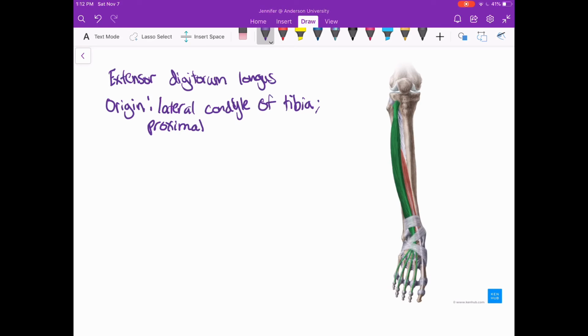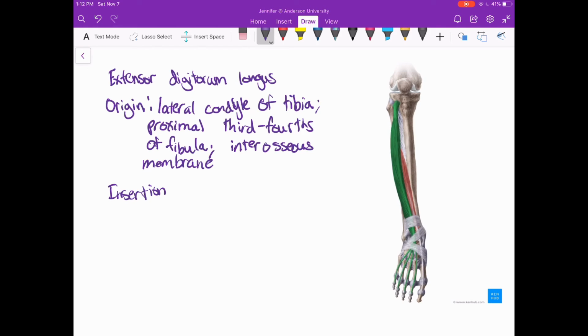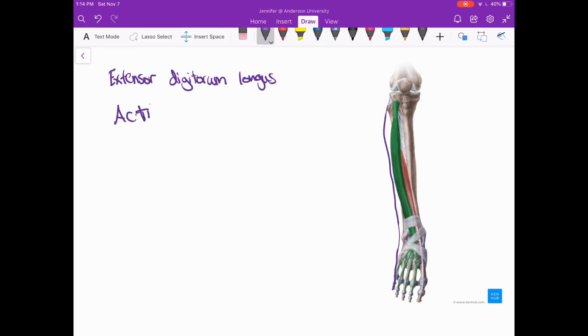The origin is the lateral condyle of the tibia, proximal 3/4 of fibula and interosseous membrane. The insertion, the tendon divides into 4 parts. And so it inserts into the middle and distal phalanges of toes 2 through 5. And as you can see in the picture, it kind of webs out at the bottom and goes towards the phalanges. The action for this one, it is a prime mover of toe extension, again as the name would imply, and it dorsiflexes the foot as well.